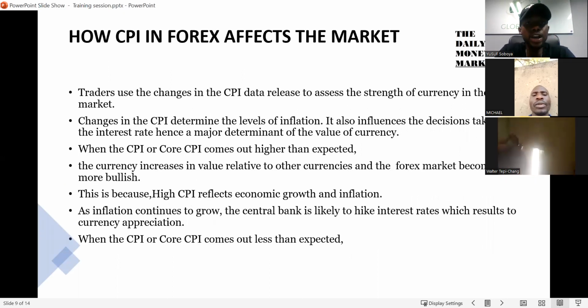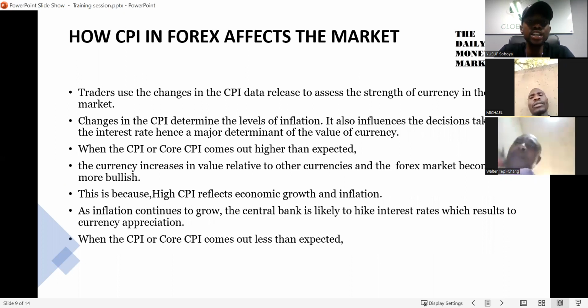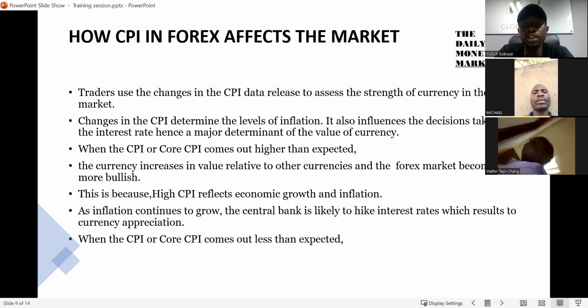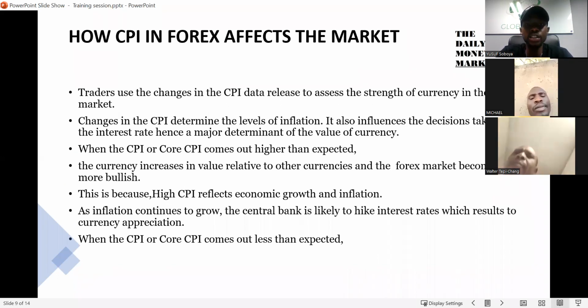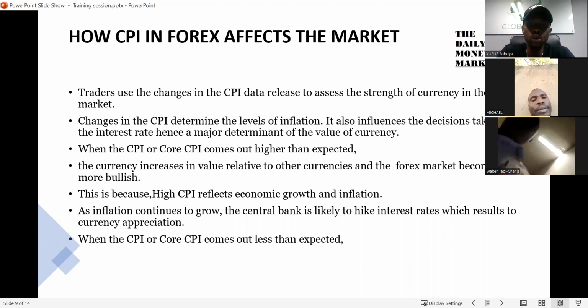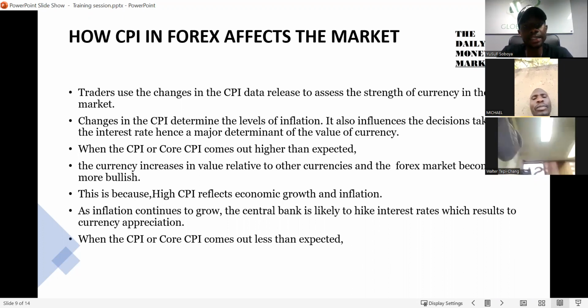All right. How does CPI in forex affect the market? Traders use the changes in the CPI data release to assess the strength of the currency in the forex market. Changes in the CPI determine the levels of inflation. It also influences the decision taken on the interest rate. Hence, it is a major determinant of the value of the currency.